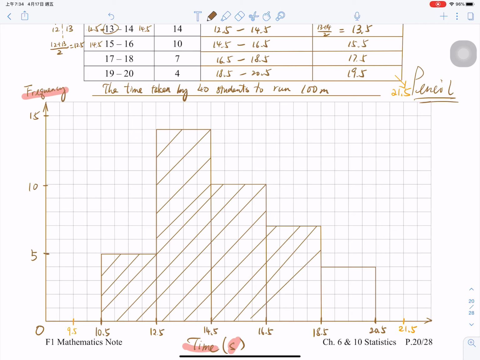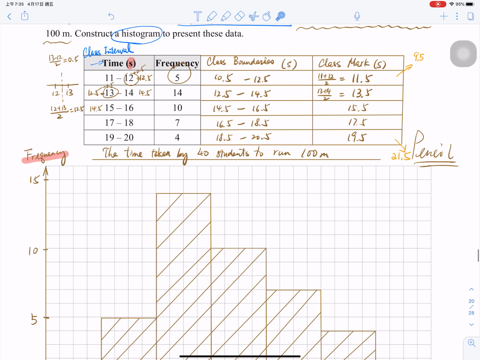So you see that here we have the bars and there is no space between each bar. Okay, no space between each bar. That's why we use this kind of graph to present continuous data. You see, here's no space in between the bars. So whichever time, you can put it in different classes. Okay, you can put it in the corresponding class interval.